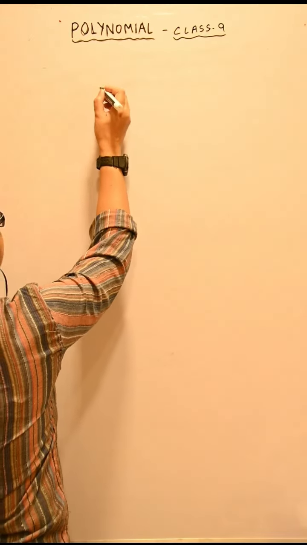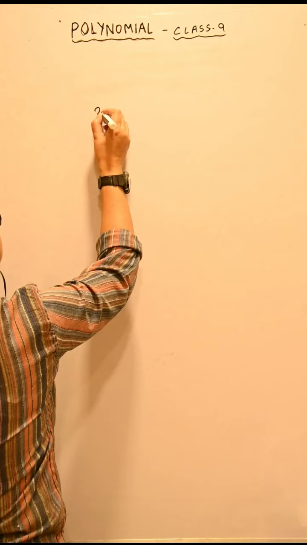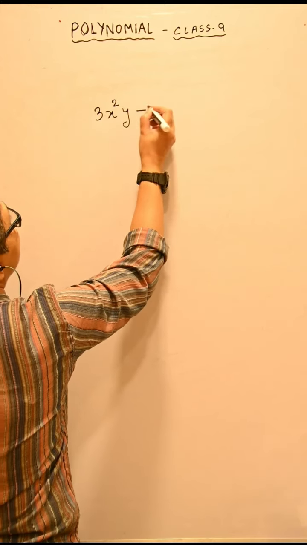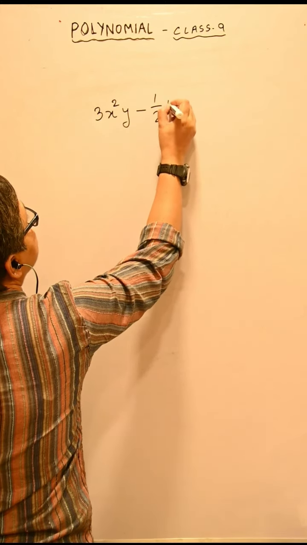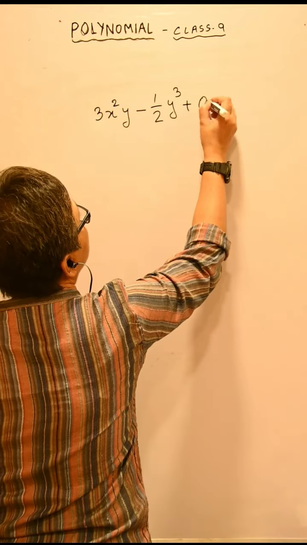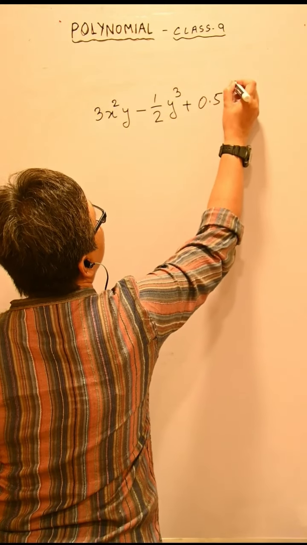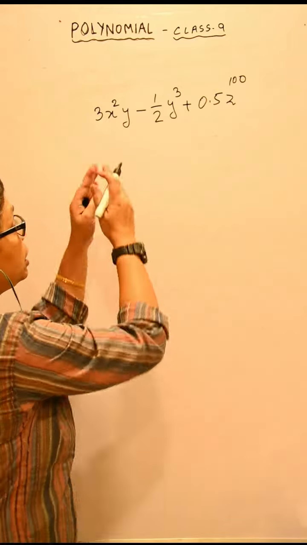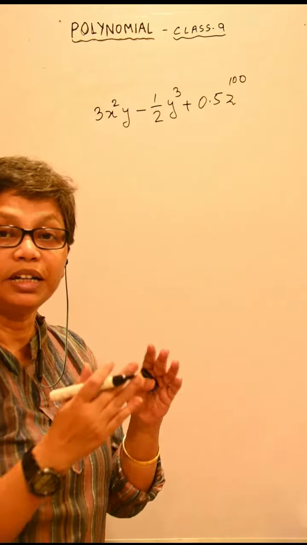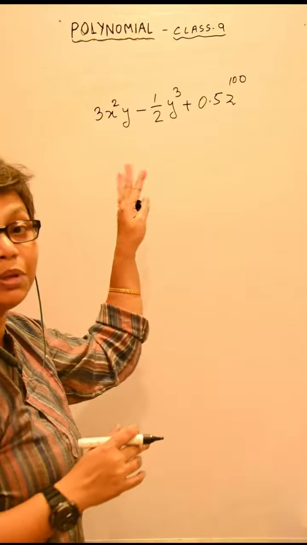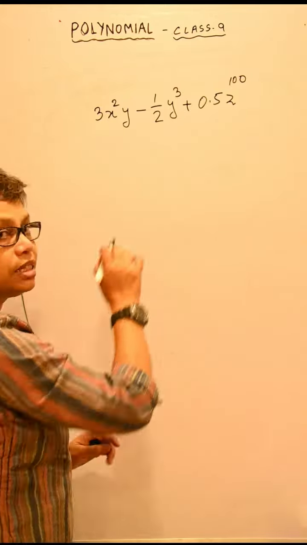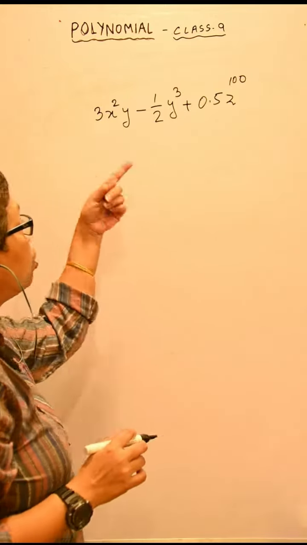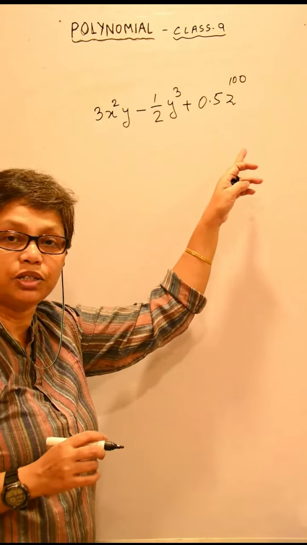Say I write, first of all, 3x squared y minus half y cube plus 0.5 z to the power 100. So this entire expression is a polynomial. This contains three terms, and the variables here are x, y, and z. Now, as you can see, the constants are 3, minus half and 0.5.